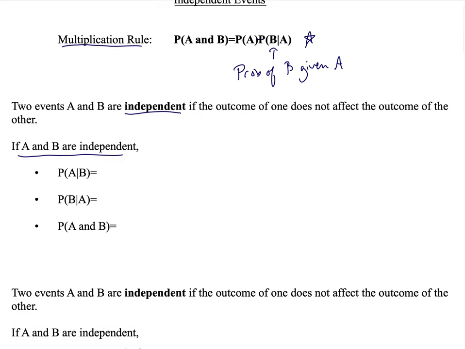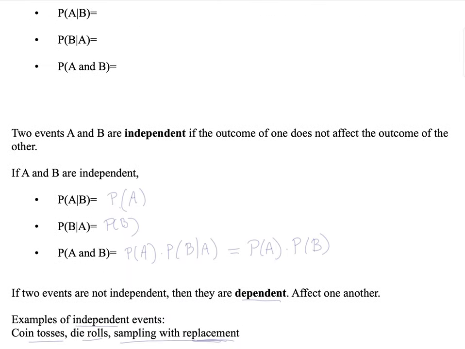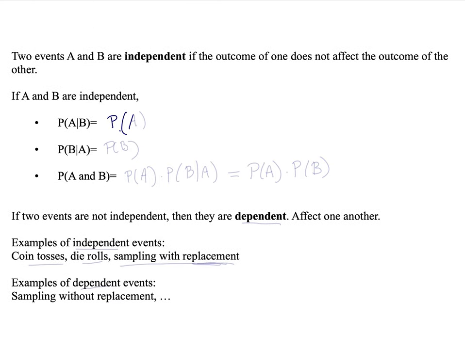So if A and B are independent, then the probability that A occurs given that B has occurred is just equal to the probability of A, because the fact that B occurs doesn't change anything about A, because the outcome of B does not affect the probability of A. And similarly, the probability that B occurs given that A has occurred is equal to just the probability of B, because again, A occurring or not occurring does not affect the probability that B occurs. And that means that the probability of A and B, which is usually equal to probability of A times the probability of B given that A has occurred, could be written more simply as just probability of A times probability of B.